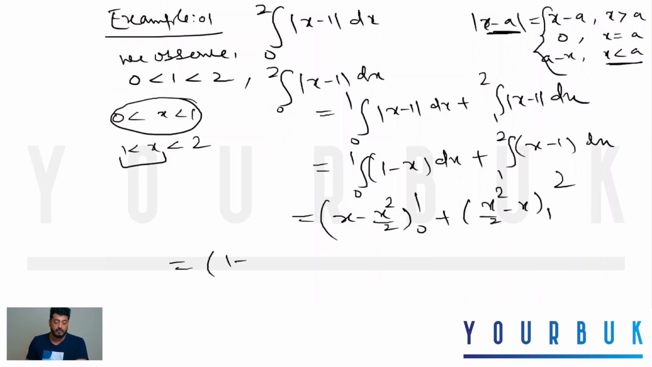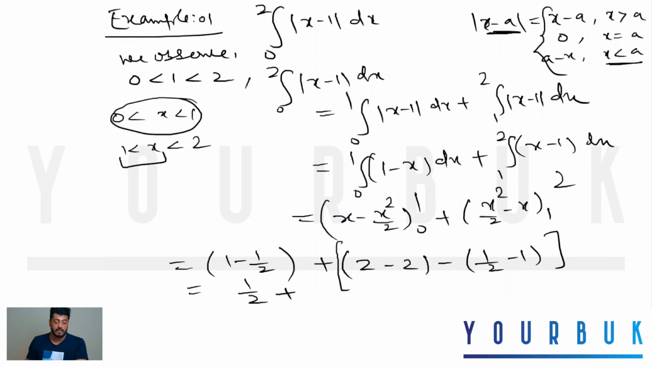When I put 1, it will be 1 minus 1 square by 2, and 0 will just be 0, and plus, on putting 2, this will be equal to 2 square upon 2, that is 4 by 2, 2 minus 2, minus 1 by 2 minus 1. So this is what you are having. So 1 minus 1 by 2 is half, plus this 2 minus 2 is 0, half minus 1 is minus half, minus minus plus. So half plus half, so final answer looks like 1.